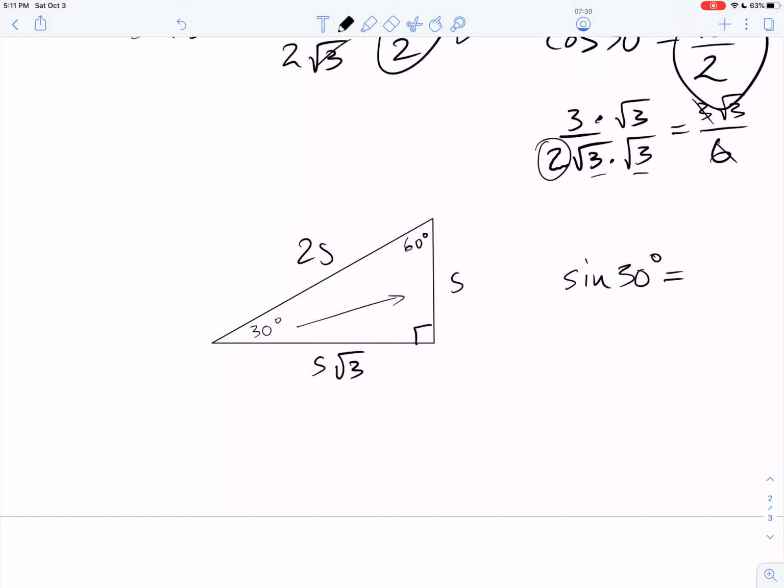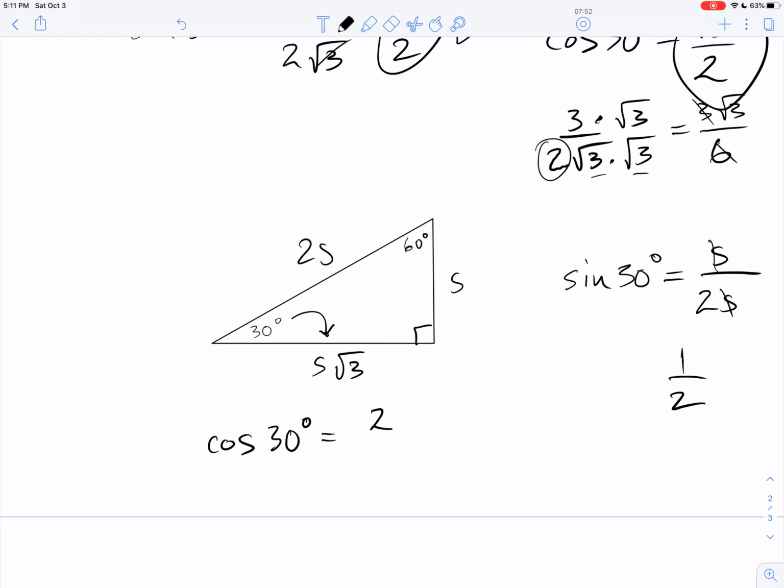look, opposite over hypotenuse. The S's would cancel. What holds the place in the top? I get 1/2. If I wanted to do the cosine of 30 degrees, that would be, hang on, let me get rid of this arrow. That would be adjacent. Oops, sorry. That would be adjacent over hypotenuse. The S's would cancel. Bam, I get rad 3 over 2.